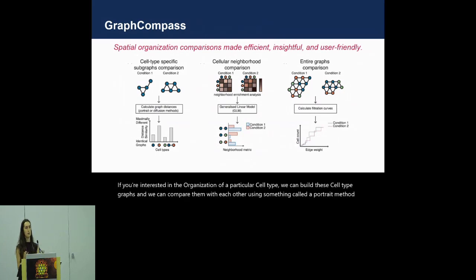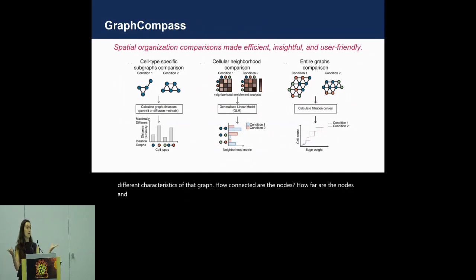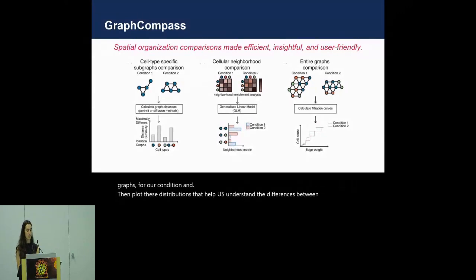What is a portrait? A portrait of a graph is a snapshot of that graph. We're going to take different characteristics of that graph. How connected are the nodes? How far are the nodes? And we're going to collect all that information in a number. And that number we can use to compare how different these cell type graphs are. We can do this for multiple graphs for our condition and then plot these distributions that help us understand the differences between conditions and how large they are.